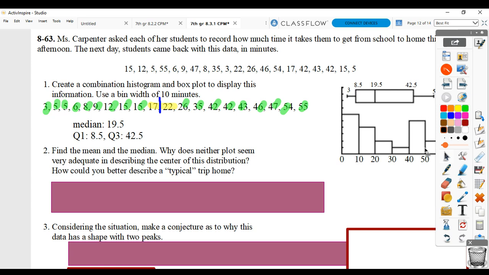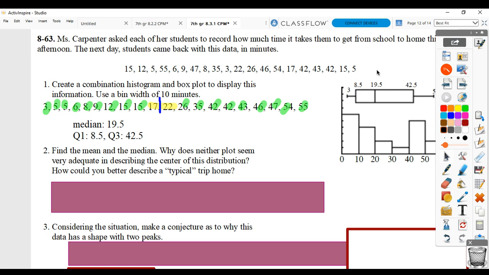And then as far as the rest of the histogram goes, you're looking at how many values are there between 0 and 10. You're counting them up, 1, 2, 3, 4, 5, 6. So that's why your frequency or bar height is 6. How many are between 10 and 20? 1, 2, 3, 4. So your bar height is 4, and so on.